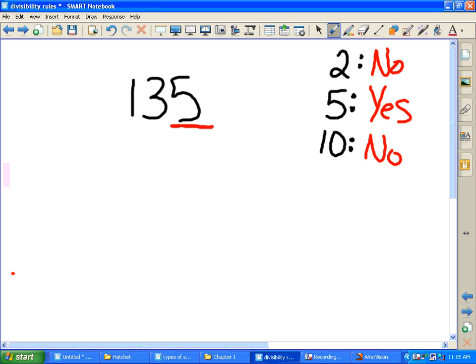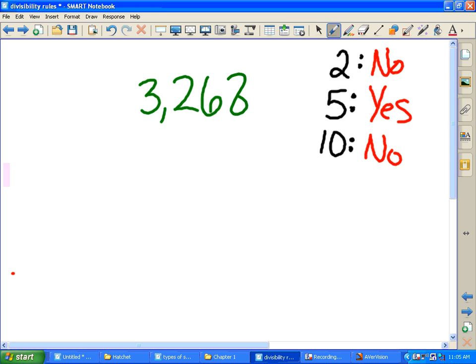All right. Questions, anybody? No, just with partners. Here we go. Here's your first problem. 3,268. Go. 3,268. Please tell me, is it divisible by 2, 5, or 10? Go. Check your partner's answer. Finish.